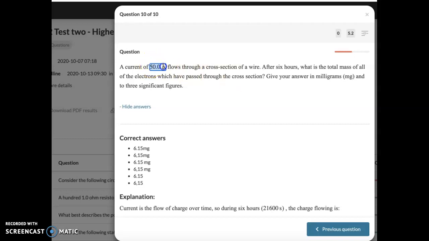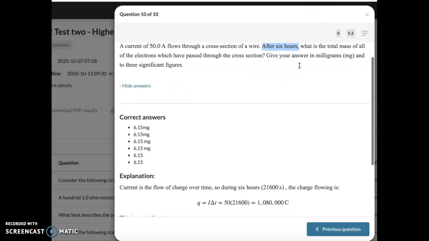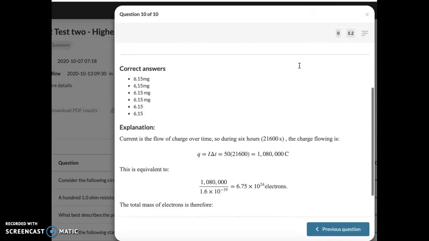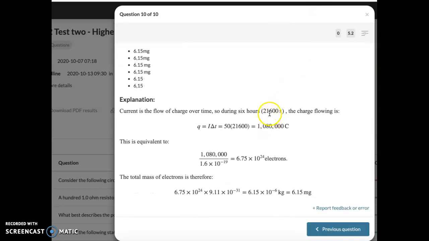So we've got 50 amps, which is the same as 50 coulombs per second. And let's work out how much time that is. 6 hours in seconds is 21,600. And so therefore the total charge is 50 times 21,600, which gives us this humongous figure, all right? So if we divide that by the elementary charge, we can work out how many electrons there are. So we divide that by 1.6 times 10 to the minus 19, which gives us 6.75 times 10 to the 24 electrons.